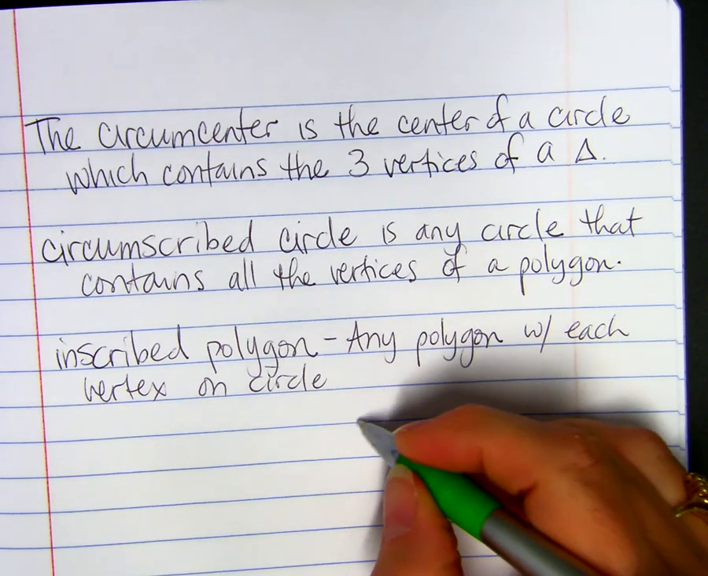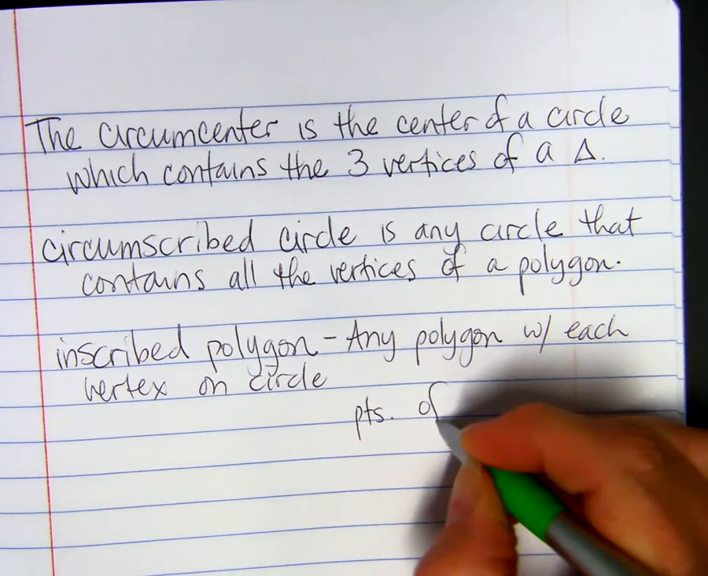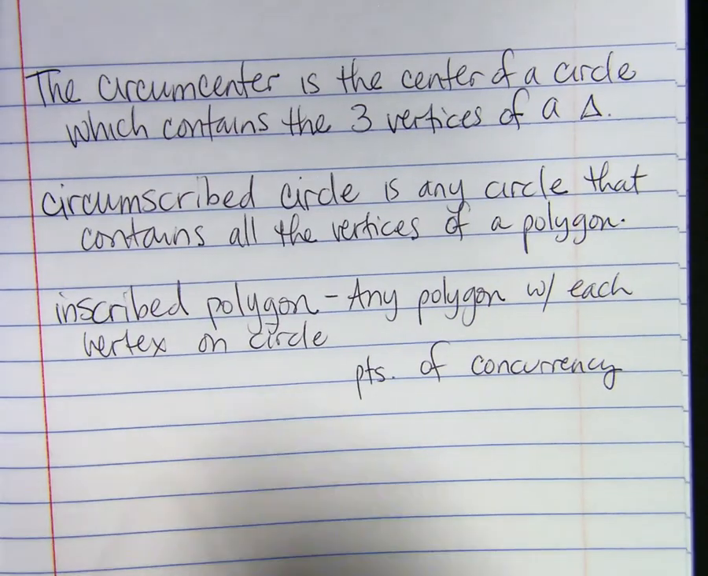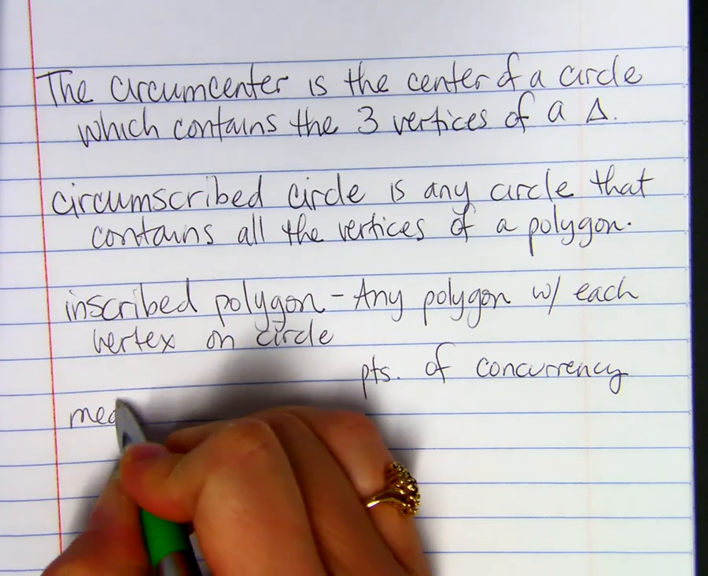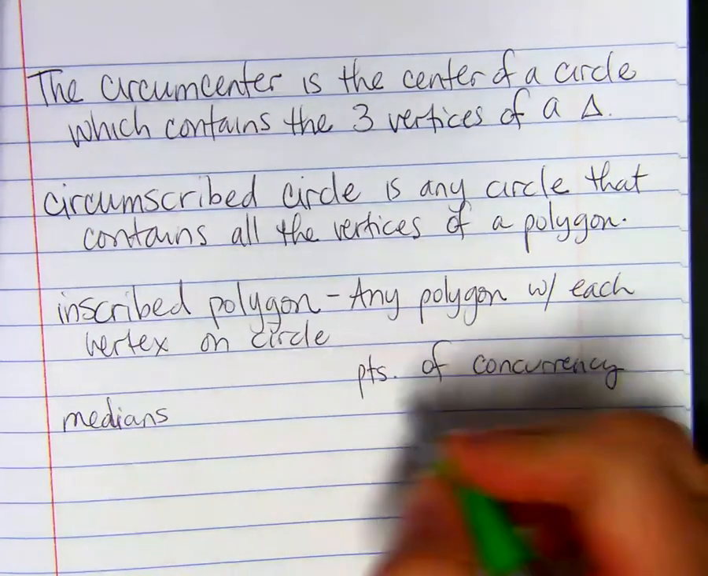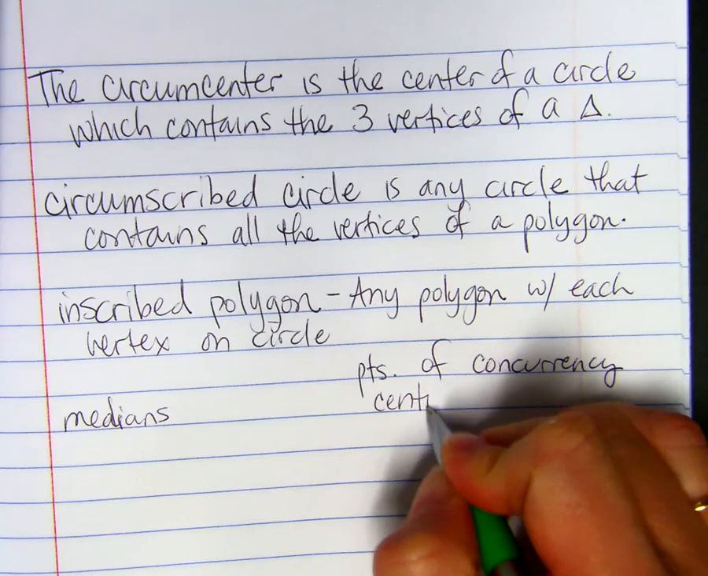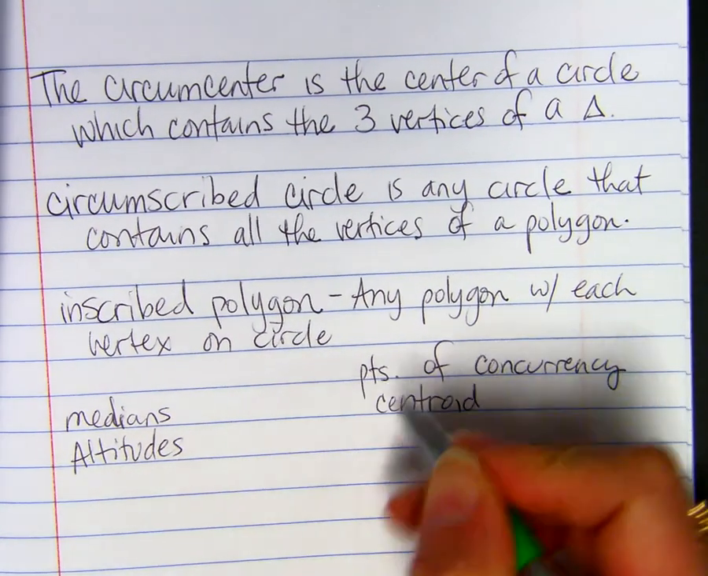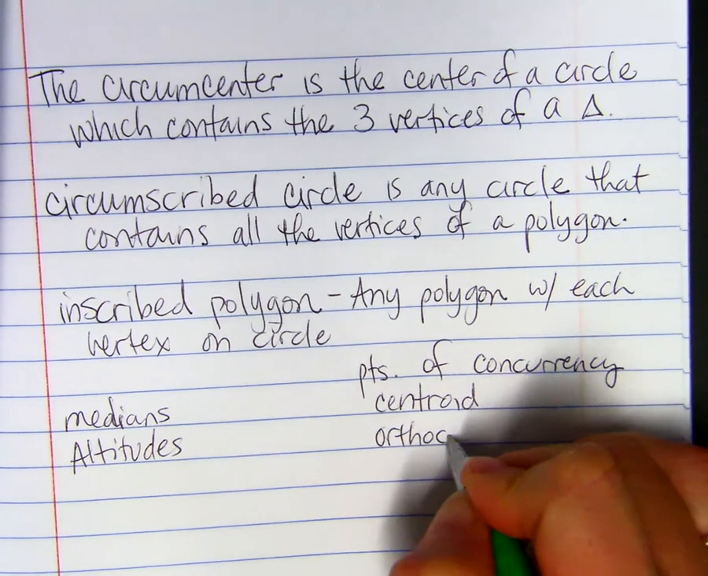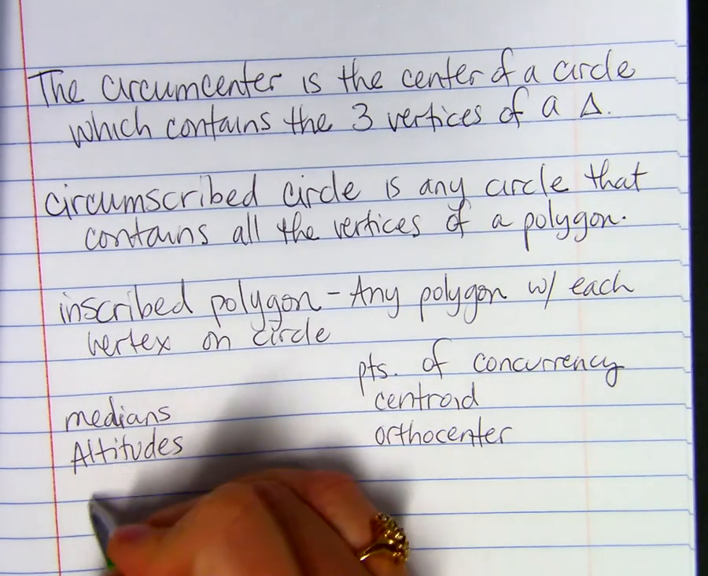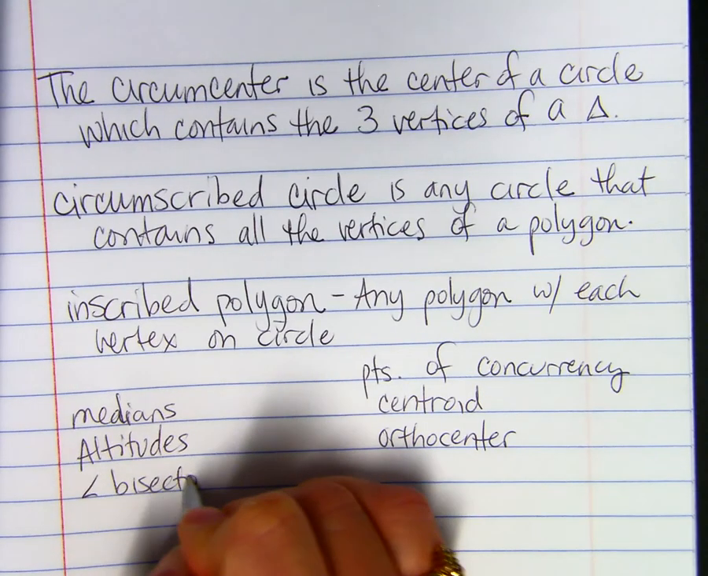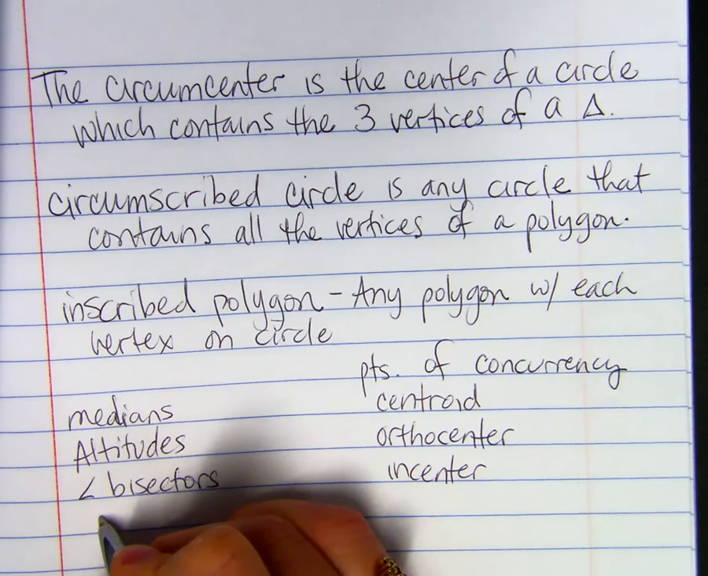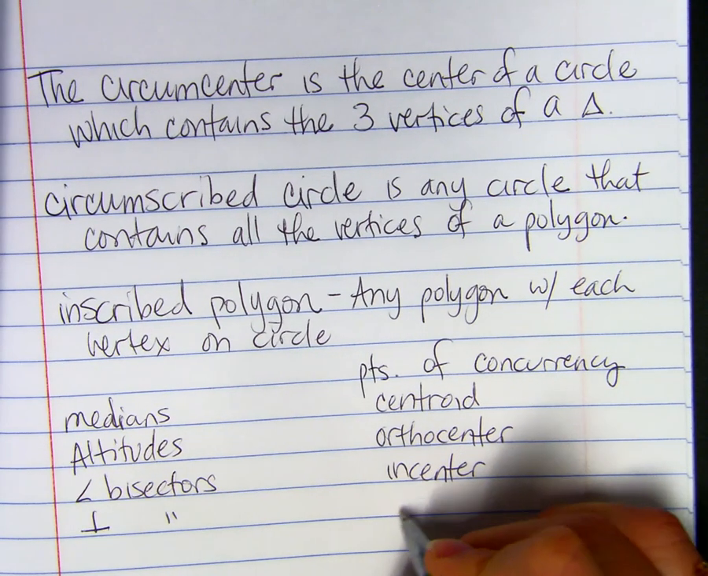So just a brief review with everything all together. If we draw the medians, their point of concurrency is a centroid. If we draw the altitudes, it's called the orthocenter. The angle bisectors, it's going to be called the incenter. And then the perpendicular bisectors will be called the circumcenter.